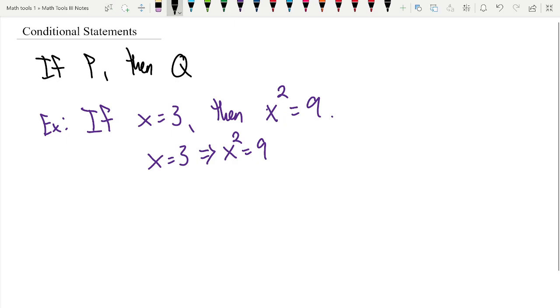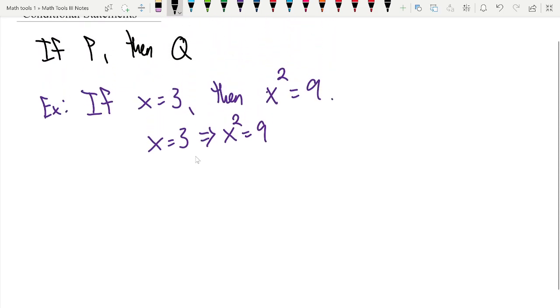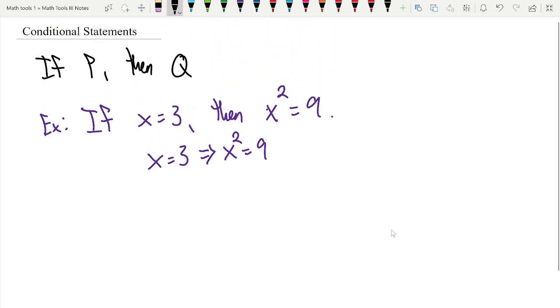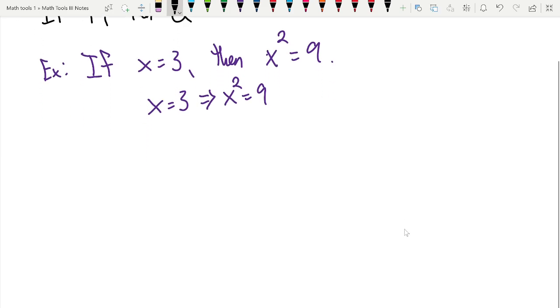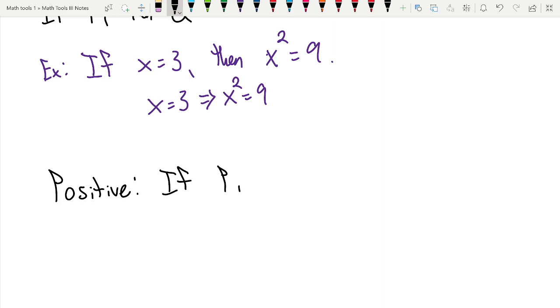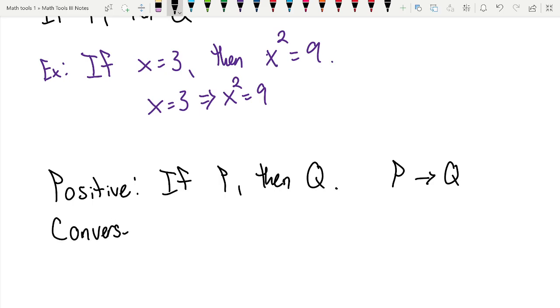So let's look at different versions of this statement. Okay. So we typically can look at 4 different versions of a statement. This is what we would call the positive. Okay. If P, then Q, the original here, right? i.e. P implies Q. Then there's a few different ways we can rearrange it. One, we can look at the converse. This would be if Q, then P. Okay, Q implies P.